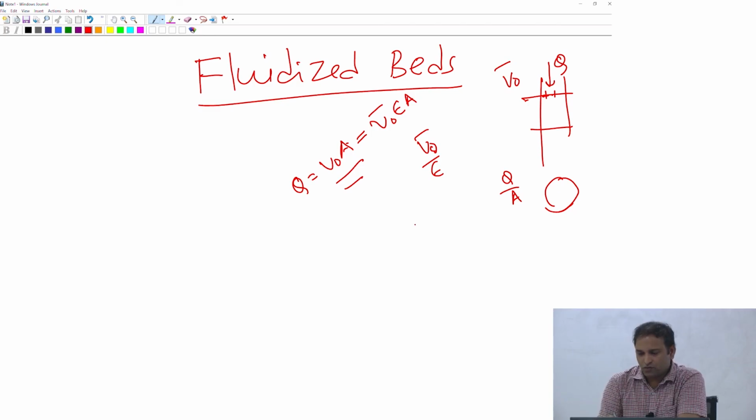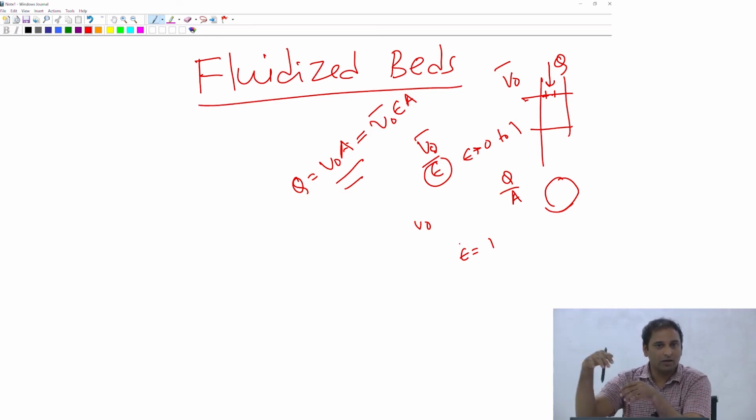So epsilon is a void fraction, which can go from 0 to 1. When epsilon is equal to 1, that's when you don't have a packed bed, and both the velocities are exactly the same. The moment I have some porosity, the average velocity is always going to be higher than the velocity with which the liquid is coming just above the packed bed. So epsilon captures the fact that the velocity goes up when the liquid enters the packed bed.